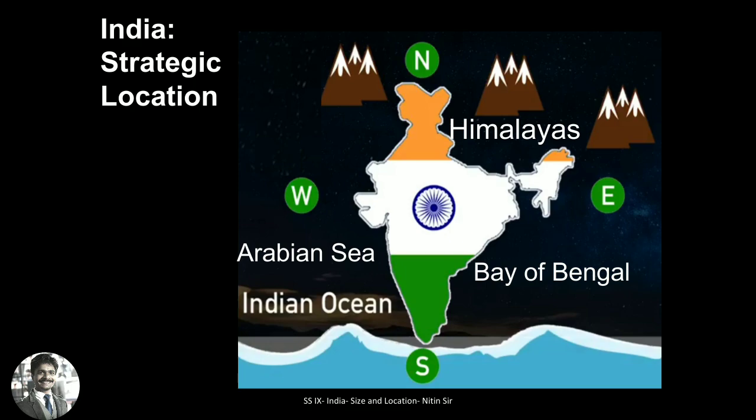This is the strategic location of India. India is located at a place where in the north there are the great Himalayas. The great Himalayas are young fold mountains which are the tallest mountain ranges in the world, and also to its south we have water bodies. The Indian Ocean is at the south, and parts of the Indian Ocean are the Arabian Sea and the Bay of Bengal. The Arabian Sea is located to the west and the Bay of Bengal is located to the east.